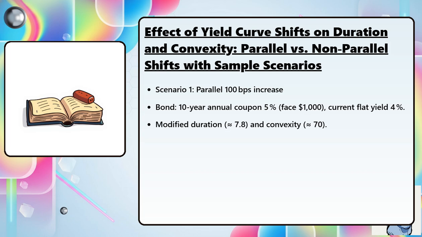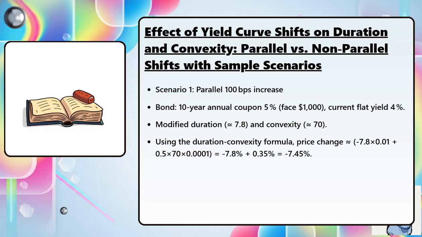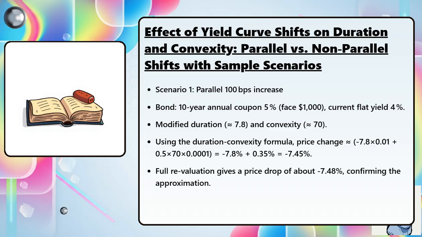Modified duration approximately 7.8, and convexity approximately 70. Using the duration-convexity formula, price change approximately equals (negative 7.8 times 0.01 plus 0.5 times 70 times 0.0001) equals negative 7.8% plus 0.35% equals negative 7.45%. Full revaluation gives a price drop of about negative 7.48%, confirming the approximation.